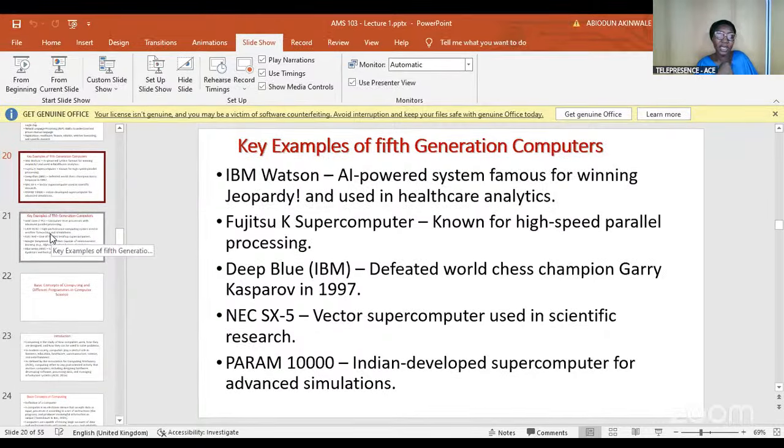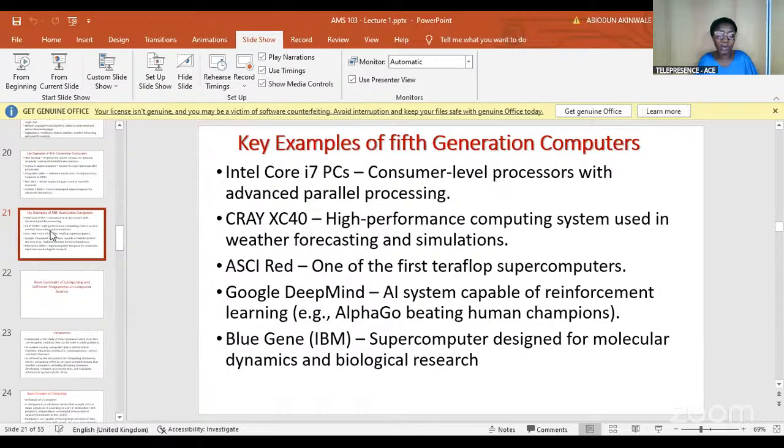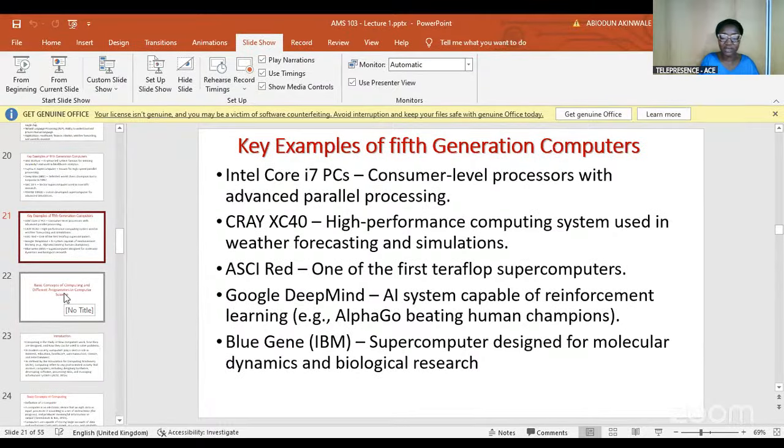Okay, here I have the Fujitsu K supercomputer, known for high-speed parallel processing. Deep Blue is another IBM product, which defeated world chess champion Garry Kasparov in 1997. Several others exist. Please, let's move to the next slide. Vector supercomputer used in scientific research, that's NEC SX-5. Param 10000, an India-developed supercomputer for advanced simulations. So these are several of the AI-generated or AI-powered computers these days.